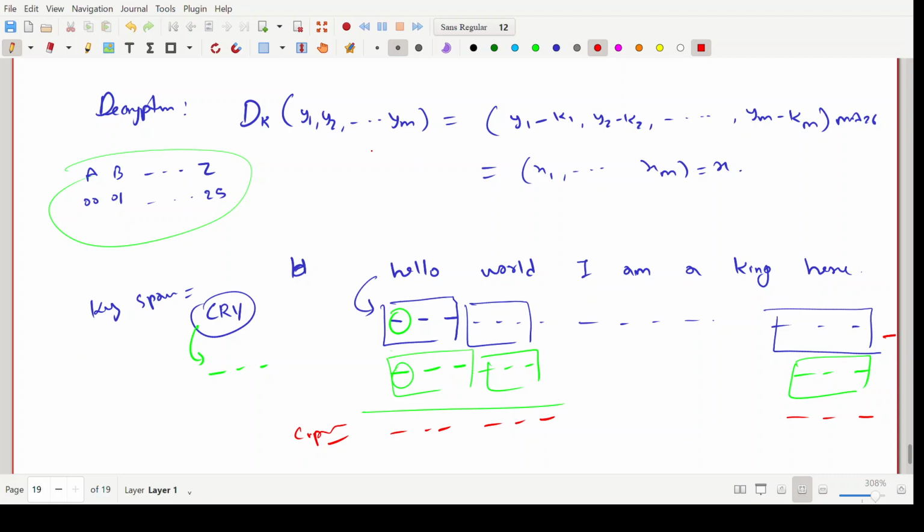You can use any variable, say z, by filling. Suppose the last element is only one, so to make it a block of size 3, I'll put zz. Any variable you can put, but this should be known to you, whatever you have entered here. That is like a nonce which we are adding. Yeah, so this is called Vigenere cipher.